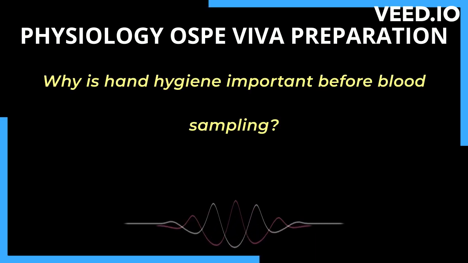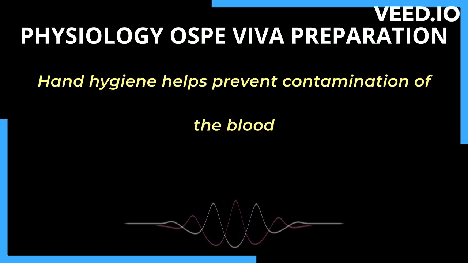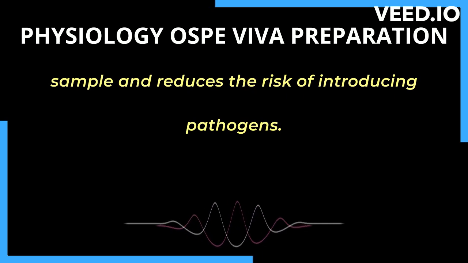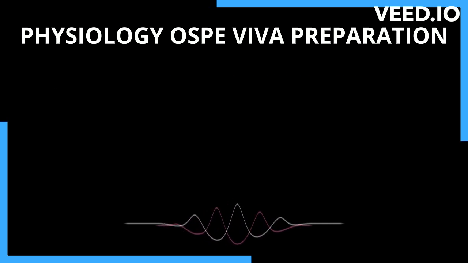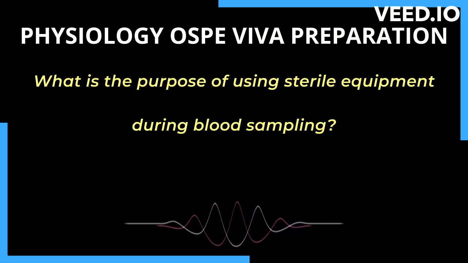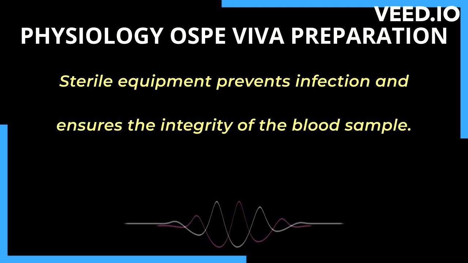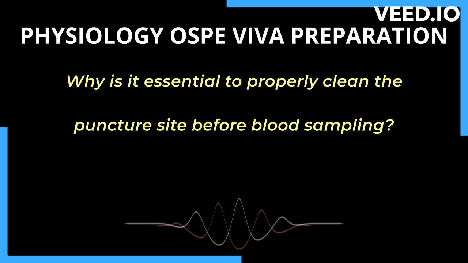Why is hand hygiene important before blood sampling? Hand hygiene helps prevent contamination of the blood sample and reduces the risk of introducing pathogens. What is the purpose of using sterile equipment during blood sampling? Sterile equipment prevents infection and ensures the integrity of the blood sample. Why is it essential to properly clean the puncture site before blood sampling?